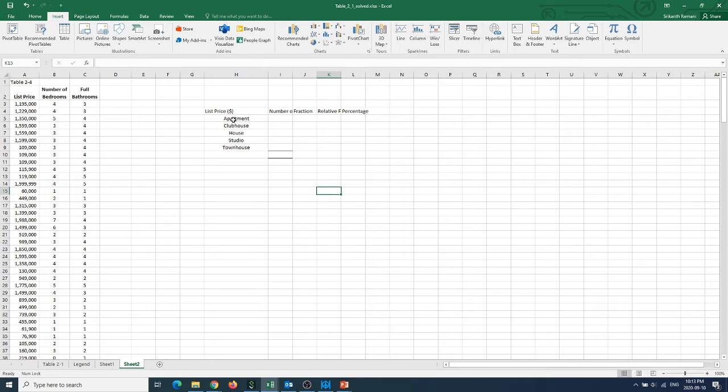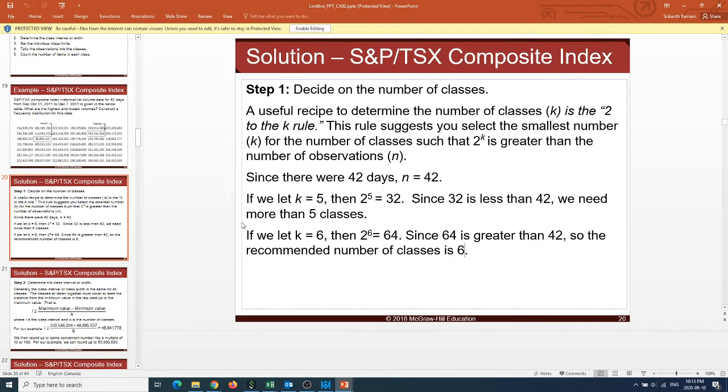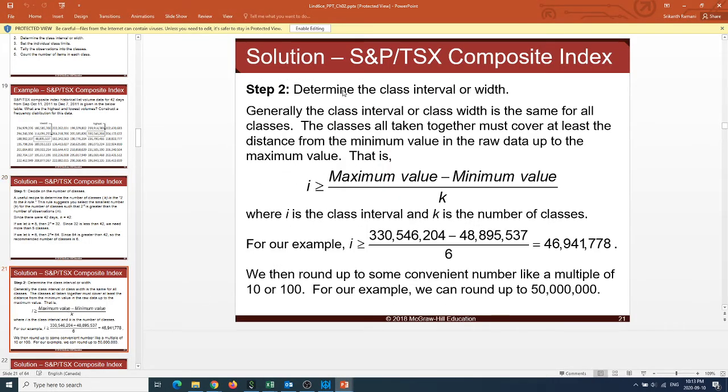So here, instead of the list price, ideally you would want 7 classes. There's no hard rule, this is just a recommended rule. You could even go with 5 or 6 classes and still summarize the data effectively. This is just a suggestion which is given in your PowerPoints and in your textbook. Then the next step, in some sense, is to determine the class or interval width.